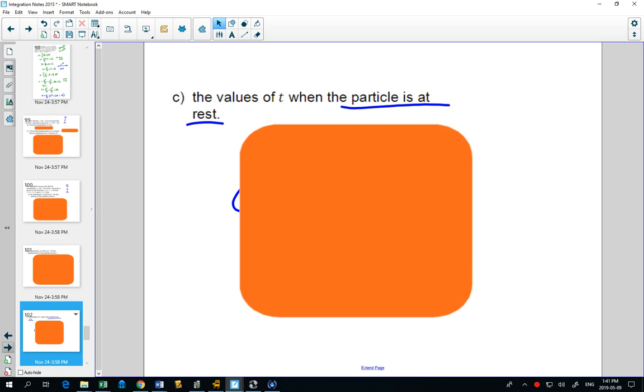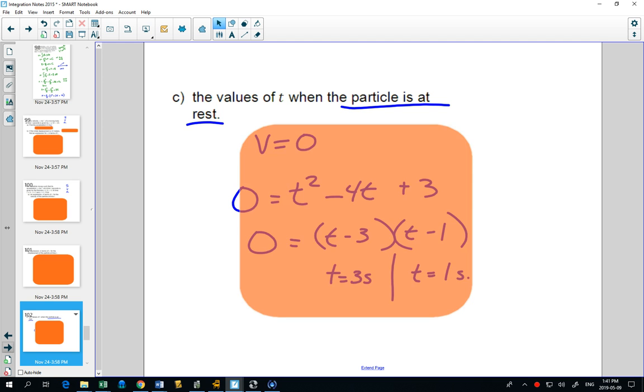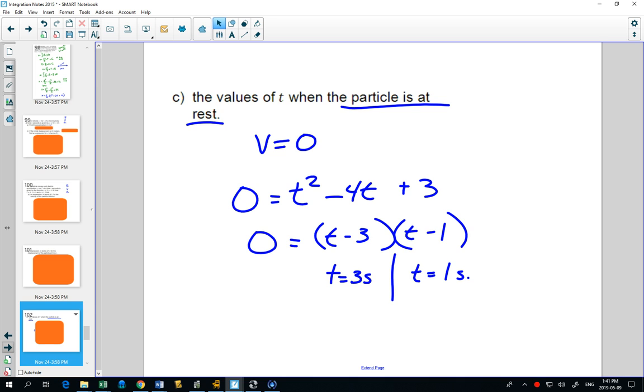The values when the particle is at rest. So this is some language in the question that's supposed to tell you something. In a moving object, if it's at rest, it's not moving. How does that show up in these equations that we have? The velocity would have to be 0. So this is telling us our velocity is 0. Then we have to make sure that we go to the correct equation, which is our velocity equation, and set it equal to 0.